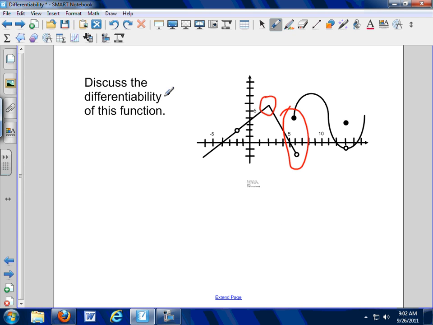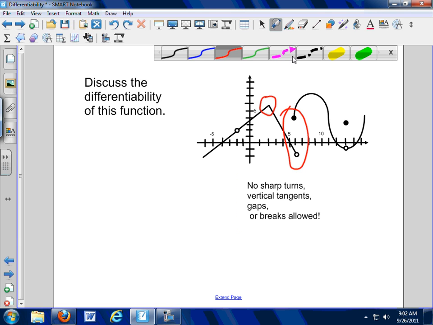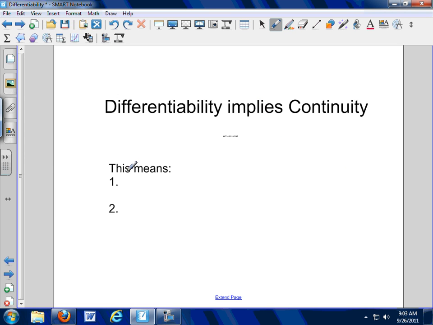Any place else where we would not be able to take the derivative? I'm going to go to my little cheat notes here so that we get all the places. We can't have any sharp turns. Can't have vertical tangents. I don't see any vertical tangents in there, unless maybe we could say it's right there, possibly. Certainly if we have a hole, we can't take the derivative, so there. So if we have sharp turns, vertical tangents, gaps, breaks, anything that's kind of funky looking, that's a place where we're not going to be able to take the derivative of that function. Here's my basic rule for differentiability.